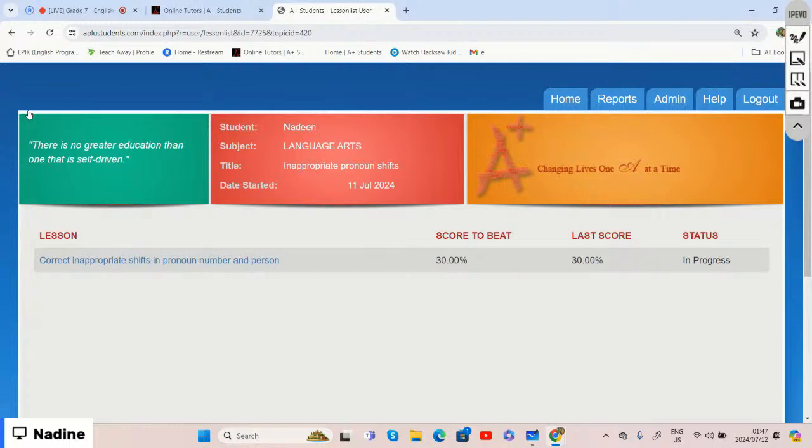All right, so this is the end of our lesson on inappropriate pronoun shifts, and our pronoun needs to refer back to the antecedent. We cannot use a singular antecedent with a plural pronoun or a plural antecedent with a singular pronoun, right?